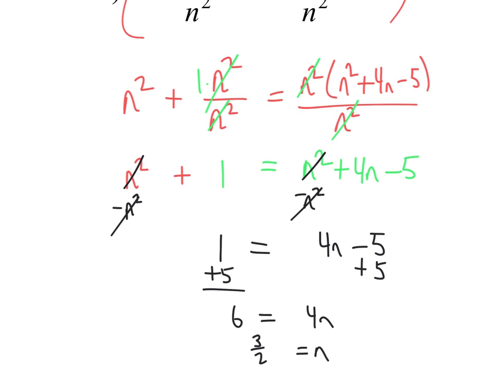And again, just make sure that's not an excluded value. In this case, the only restricted value would have been if n were 0 from those denominators. So our answer of 3 over 2 seems to work out just fine. All right, so that's some review problems, rational functions, talked about graphs, finding asymptotes, holes, and then we simplified expressions, and we solved some equations.